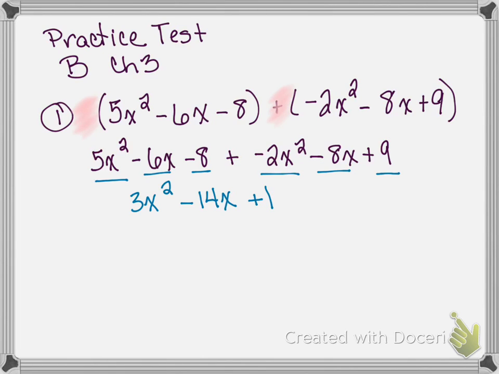Another mistake that some students make is then they start combining things that can't be combined. Okay? 3x squared and minus 14x can't be combined. Okay? Can I go to the next one?